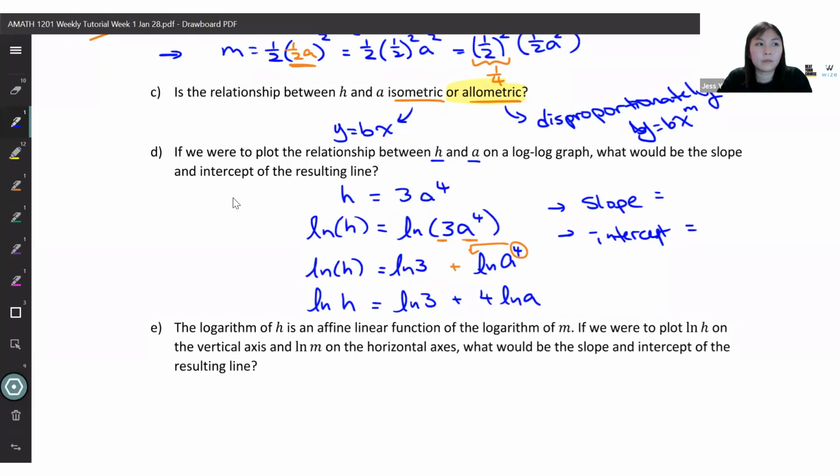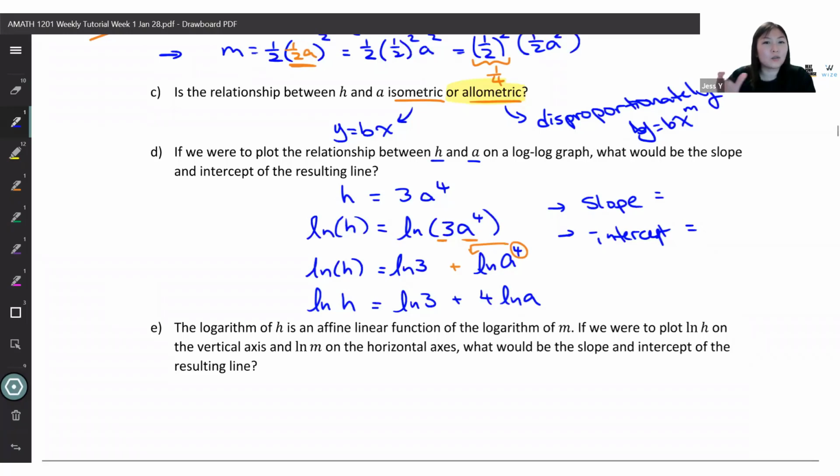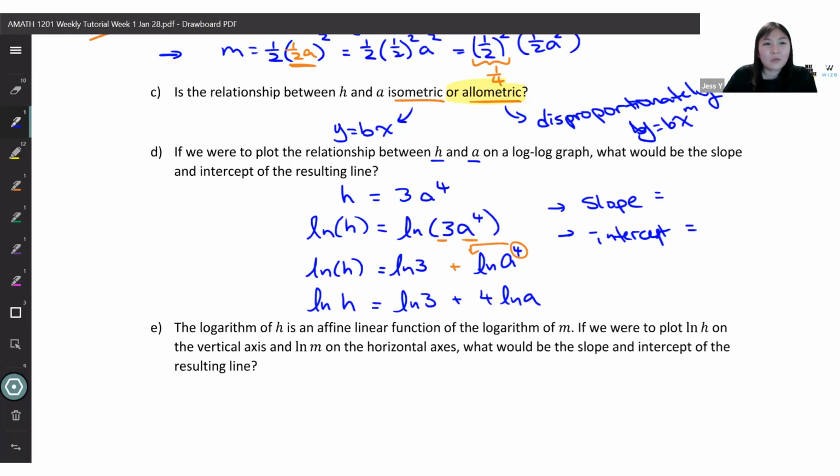Okay. What is the slope, everyone? For those of you who know, help me out here. Yes, thank you. A lot of messages coming in. I'm seeing the majority has something to do with 4 or 4 ln a. Remember, we want this equation to mimic y equals mx plus b.